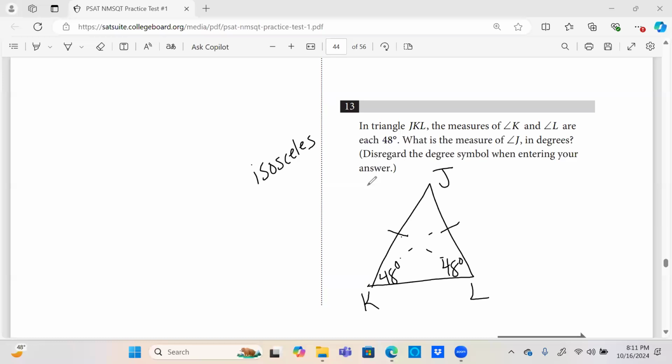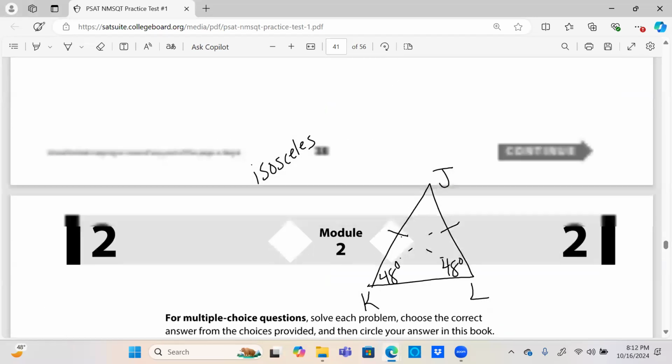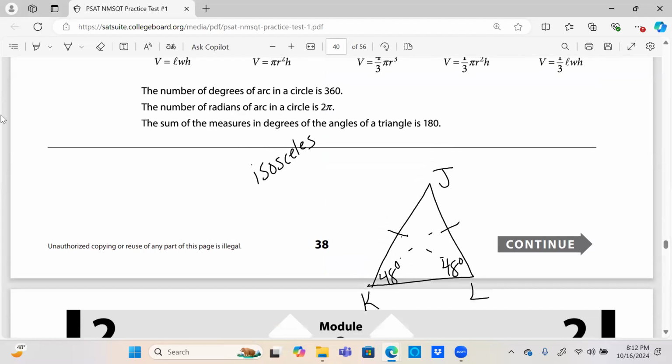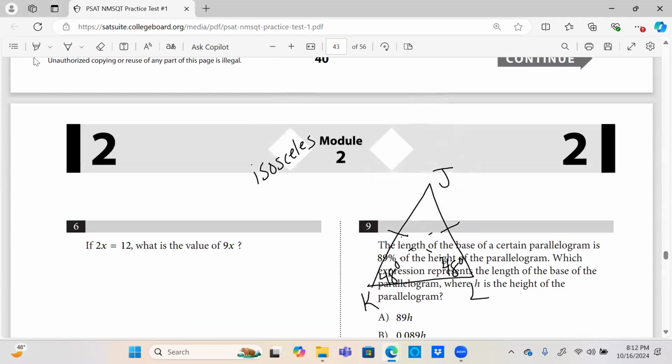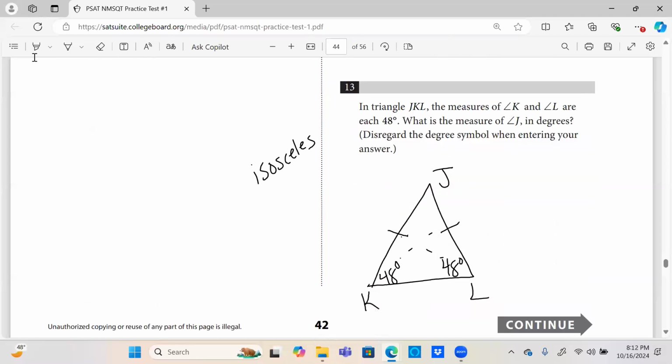But they're asking what's the measure of J. So we need to just have memorized. This might be on the formula sheet. Let me look real fast, but you should really have it memorized. You shouldn't have to go to the formula sheet for this. Yes, it is on the formula sheet right here, the very bottom. The sum of the measures in degrees of the angles in a triangle is 180. So you should just have that memorized. Even though they give that to you, we should just know that any triangle in the whole world, the three angles add up to 180.